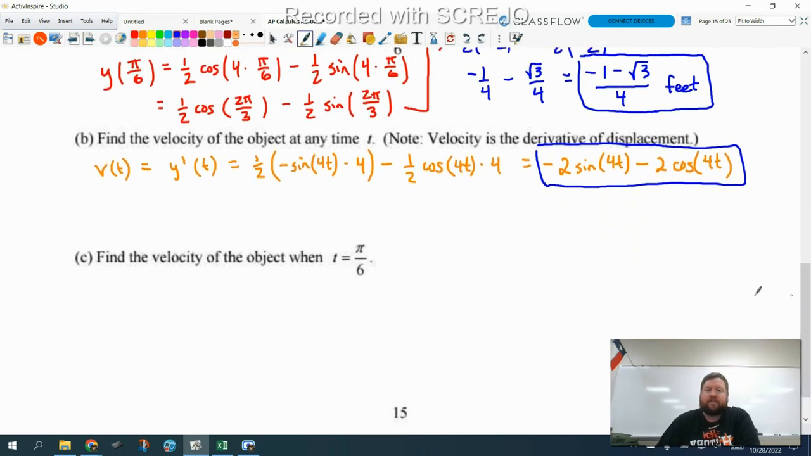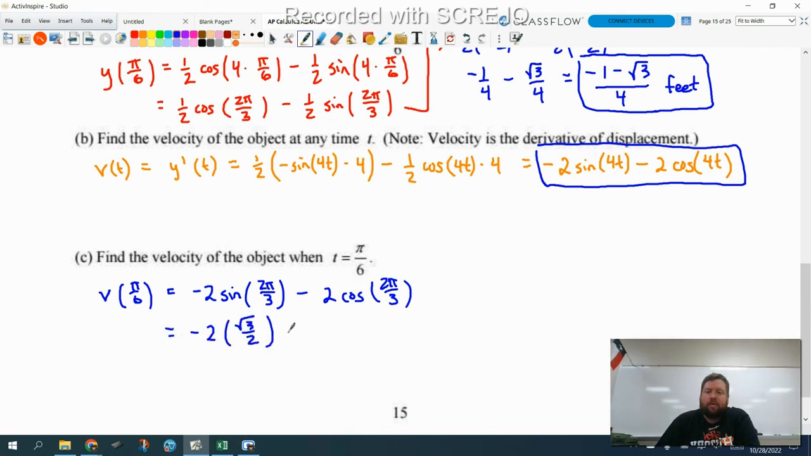And then part C is going to ask us to plug a number into the velocity. So this is asking us to do v of pi over 6. All right, so that's going to be negative 2 sine of 2 pi over 3. We already saw when we plug in pi over 6, we get 2 pi over 3 on the inside, minus 2 cosine of 2 pi over 3. And that's going to be negative 2 times the square root of 3 over 2, minus 2 times negative 1/2. So this ends up being the negative square root of 3, and this ends up being positive 1. And it looks a little better if you write the 1 first. 1 minus the square root of 3.